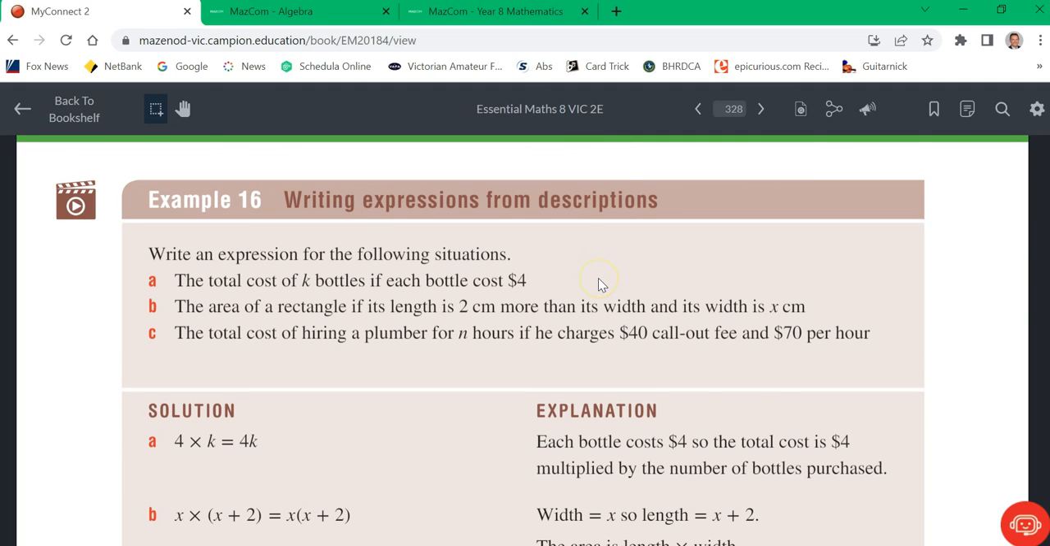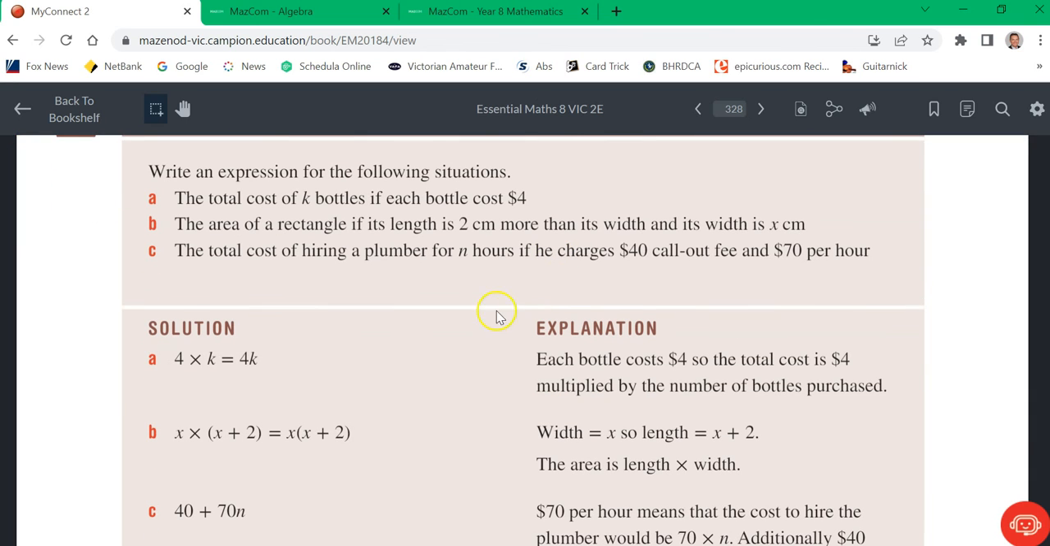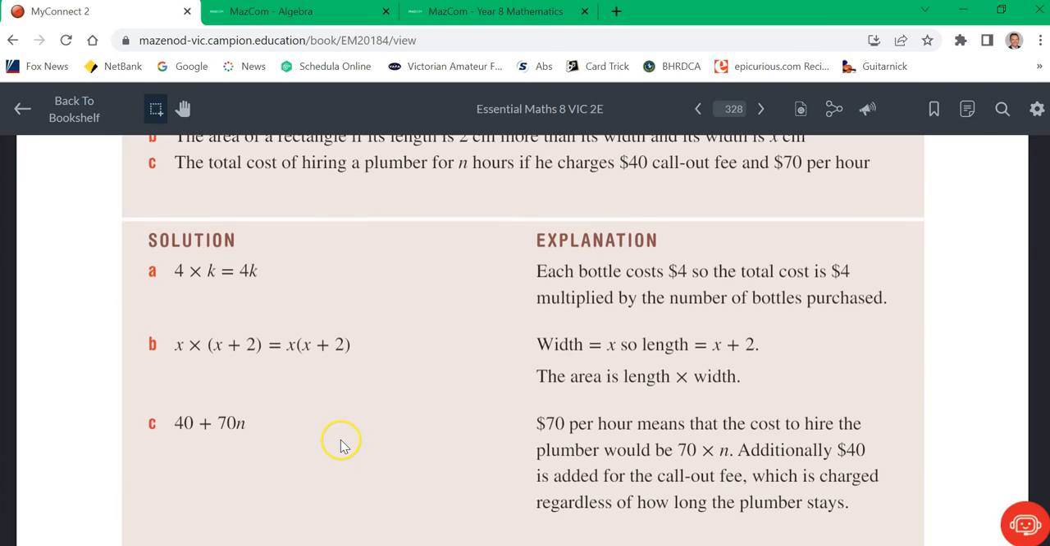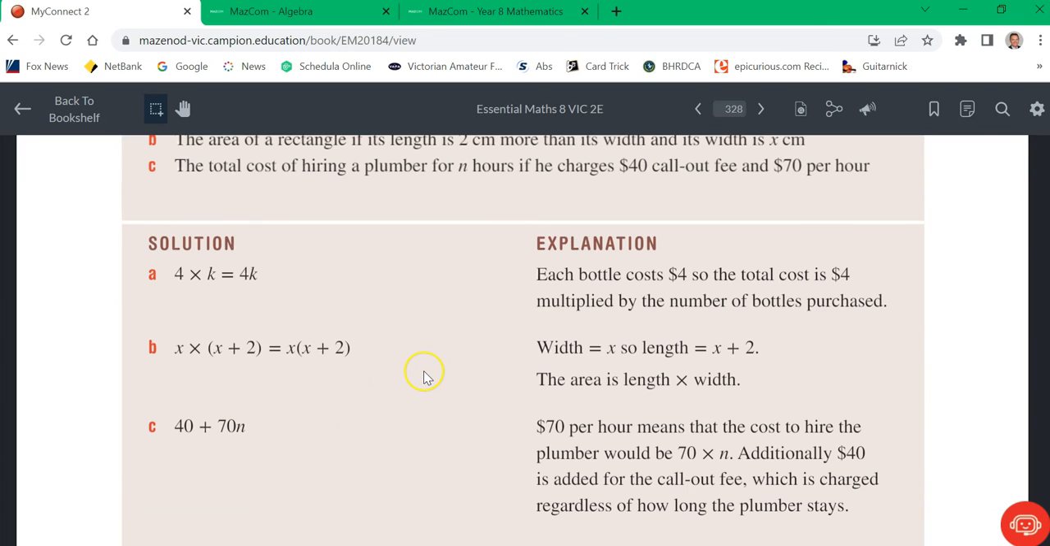The total cost of K bottles, or it could be S bottles or B bottles, when they cost $4 each: 4 times K. The area of a rectangle, if its length is 2 centimeters more than its width, and its width is X centimeters. So the width, right, is X, where the width is X centimeters. So area equals L times W. So that is X times X plus 2. Right, so X bracket X plus 2 when we've done those.